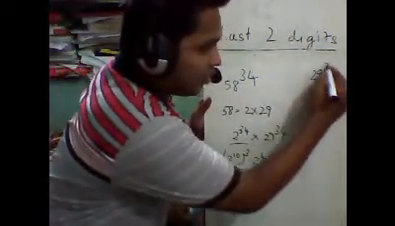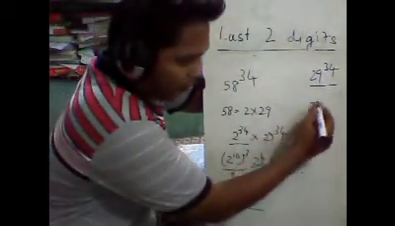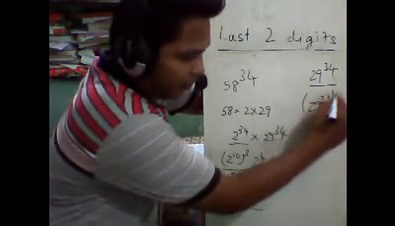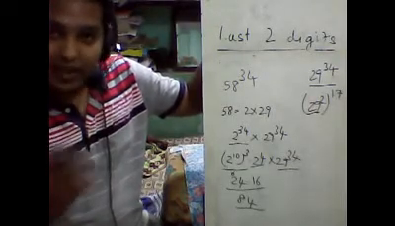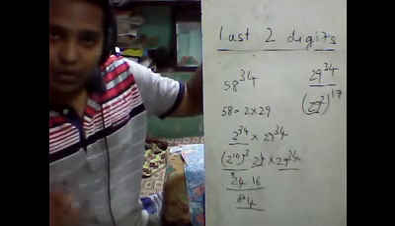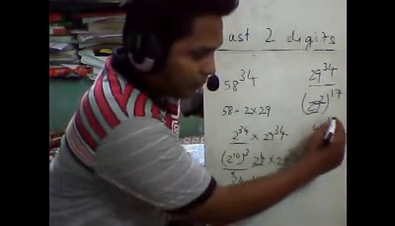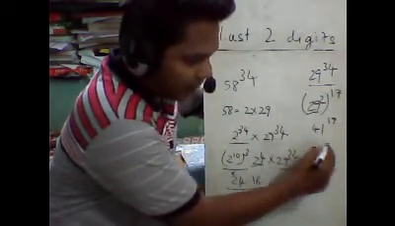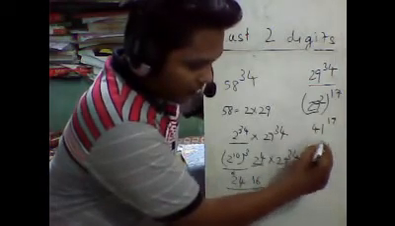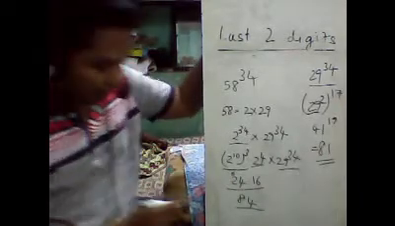What are the last two digits of 29 to the power of 34? 29 to the power of 34 is nothing but 29 square raised to the power of 17. And 29 square is nothing but 841, so the last two digits are 41. So 29 square to the power of 17 is nothing but 41 to the power of 17, which is nothing but 81. 81 are the last two digits of 29 to the power of 34.